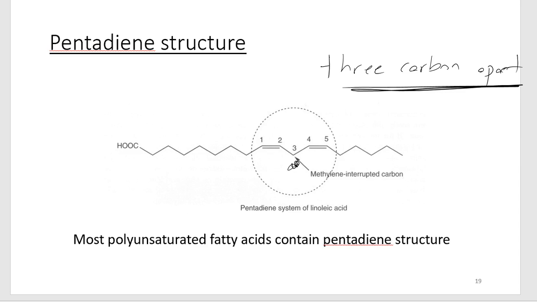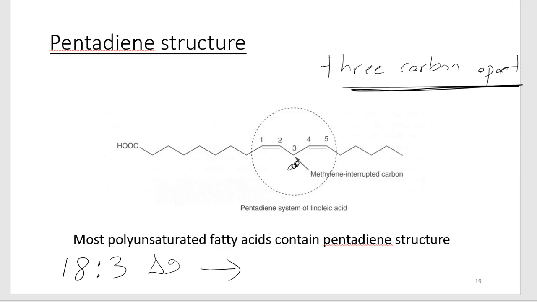So how can we use that information? It's possible to predict all double bonds if the location of the first double bond is known. For example, we have 18 carbons and 3 double bonds. And we know the location of the first double bond. It's at carbon 9. So we can write it like that.